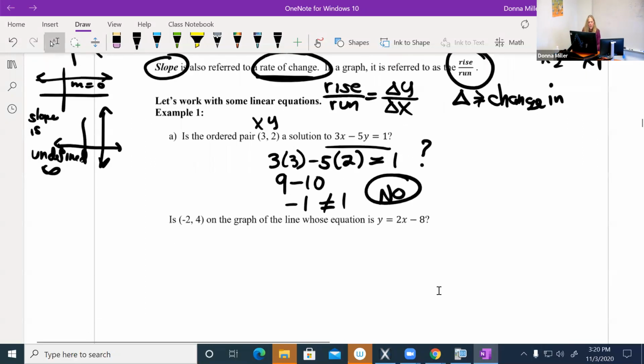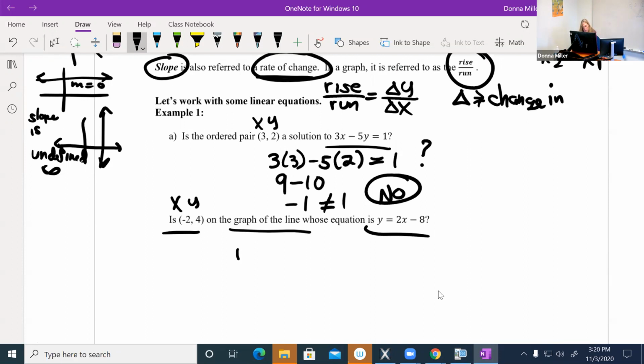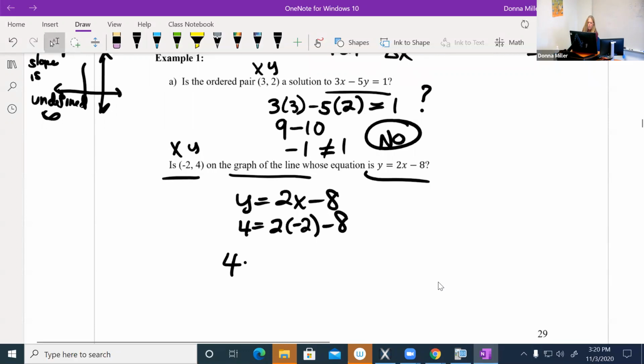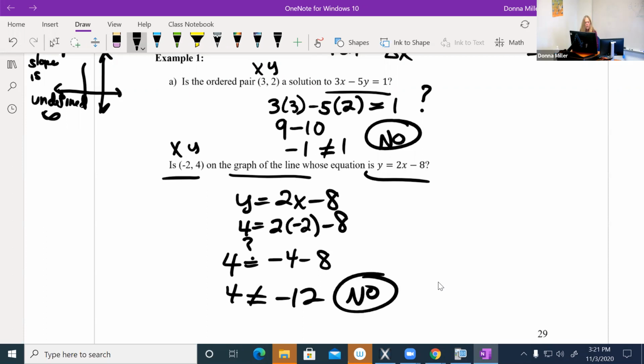All right, another way they can ask this is they say, is this on the graph of the line? It's the same thing as asking you, is that a solution to that? So this is x and this is y, and we're going to just plug them into the equation here. So if y equals 2x minus 8, let's see, y is 4, and x is negative 2, right? And I would get 4 equals negative 4 minus 8. So the question is, is that true? Well, no, right? So no. All right. So if I got the same thing on both sides, I would know, okay, that's a point on the line.